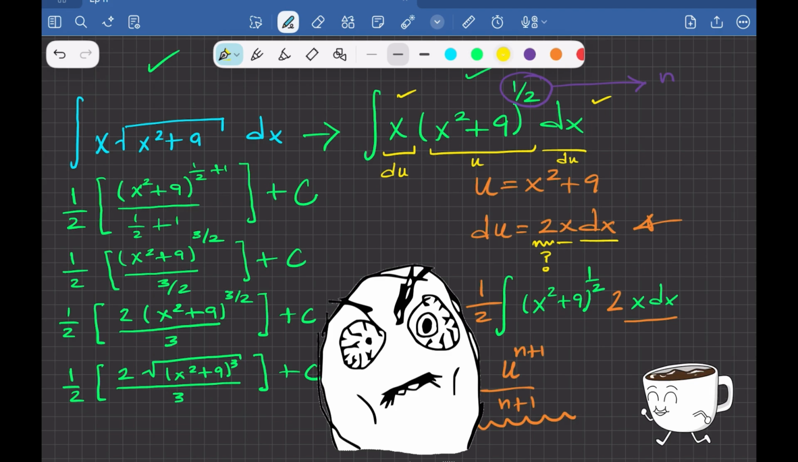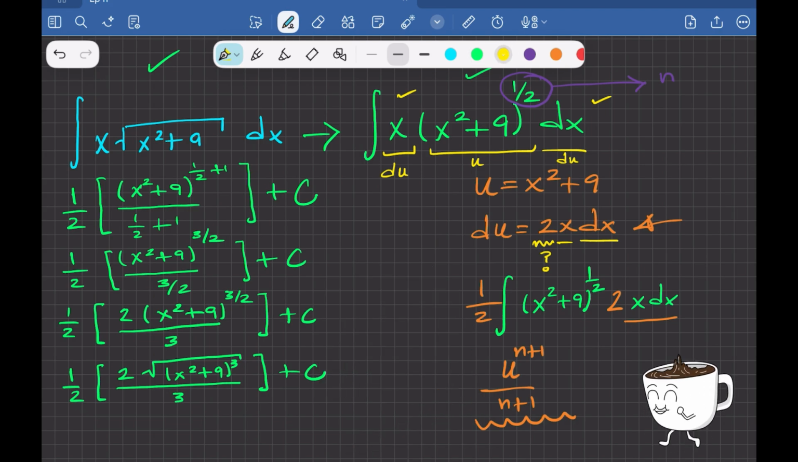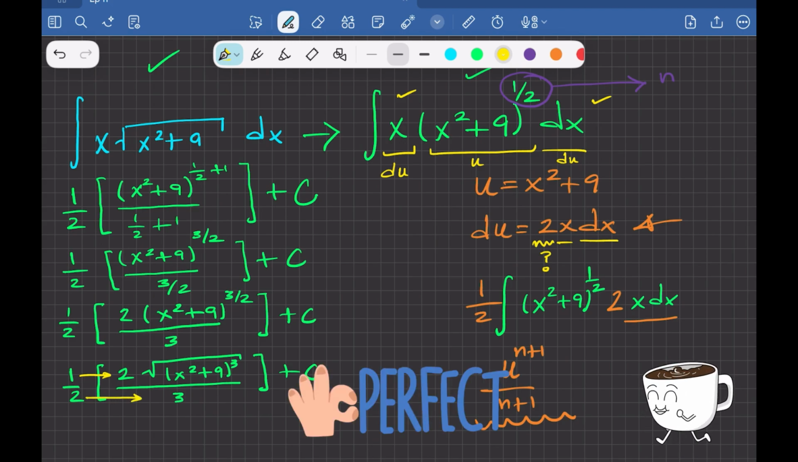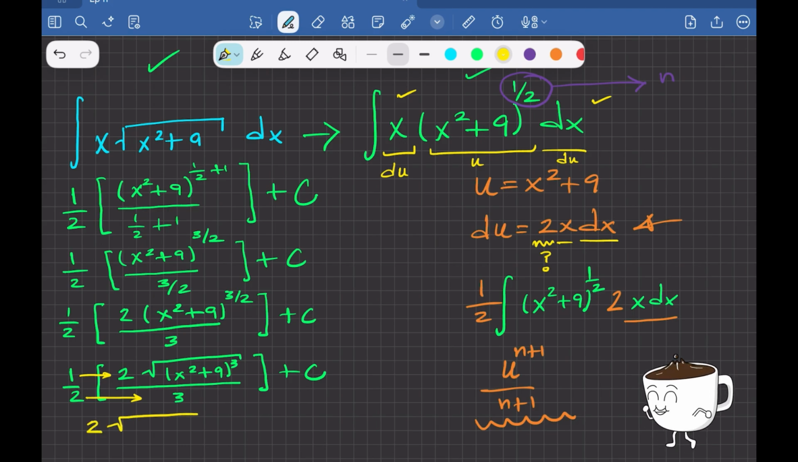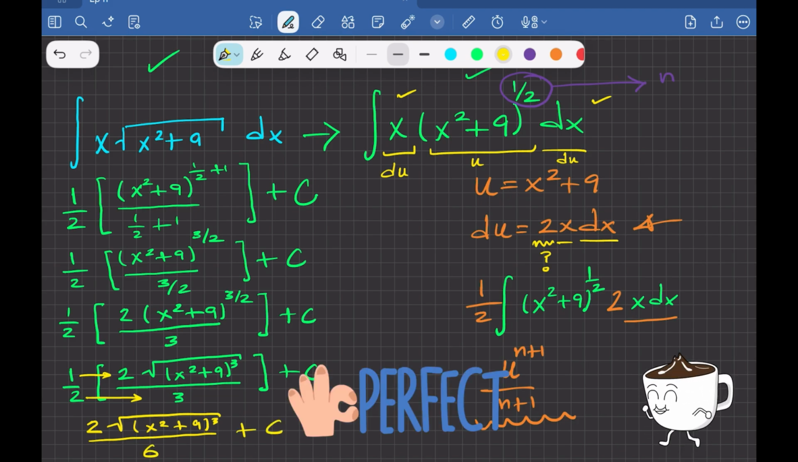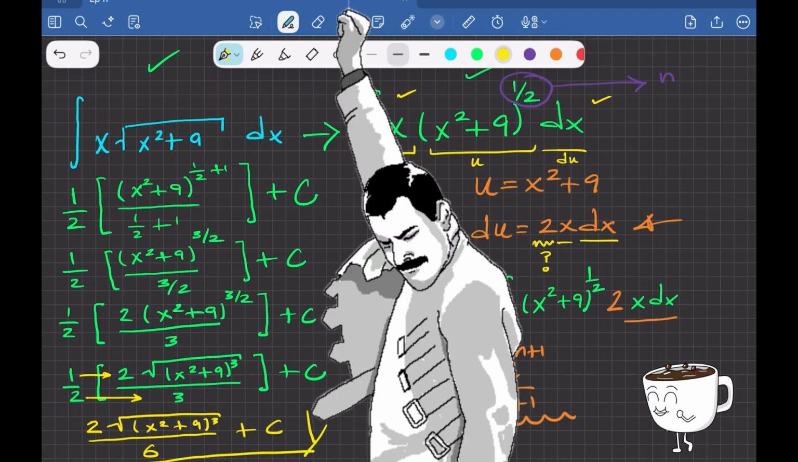That's it. We finish. Can it be simplified more? Of course, it can be further simplified. I will place this in a different color, because everything recorded must be multiplied by 1/2 on the top and 2 on the denominator. Perfect. The result comes out this way: 2 multiplies the root of x squared plus 9 cubed, all divided by 2 times 3, that is 6, plus the integration constant.